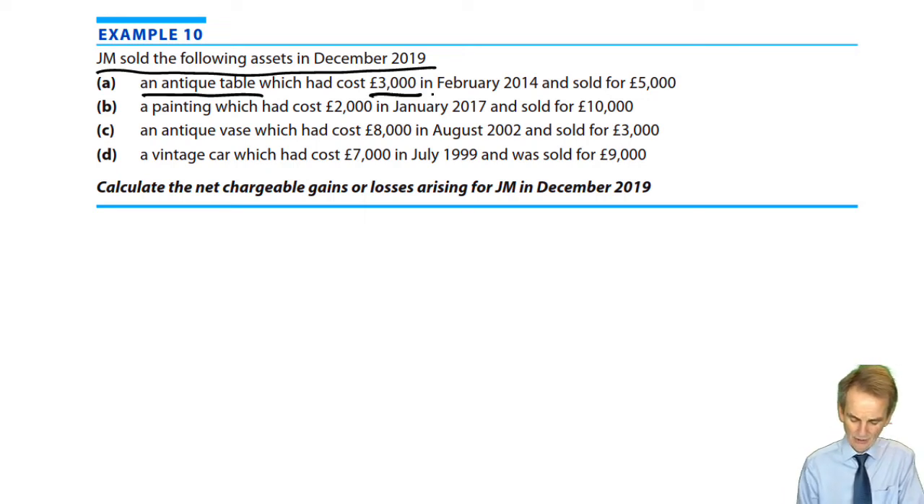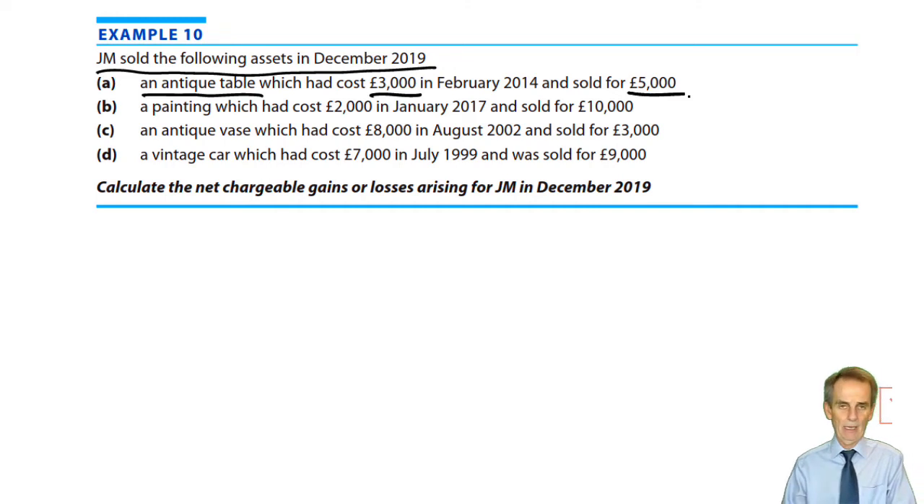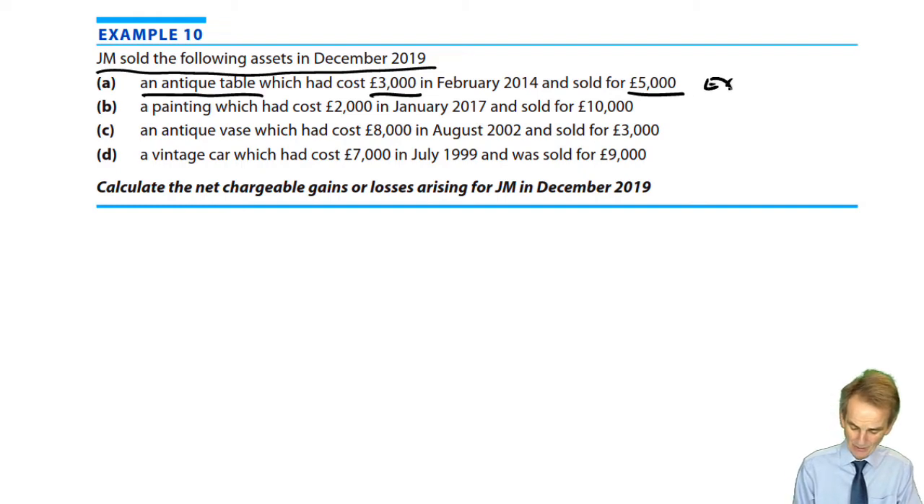Right, cost £3,000, sold for £5,000. The 6,000 chattel exemption rule applies. Each of the figures, the cost and then the gross proceeds, do not exceed £6,000, so it is exempt. So, nice, simple first one, exempt.